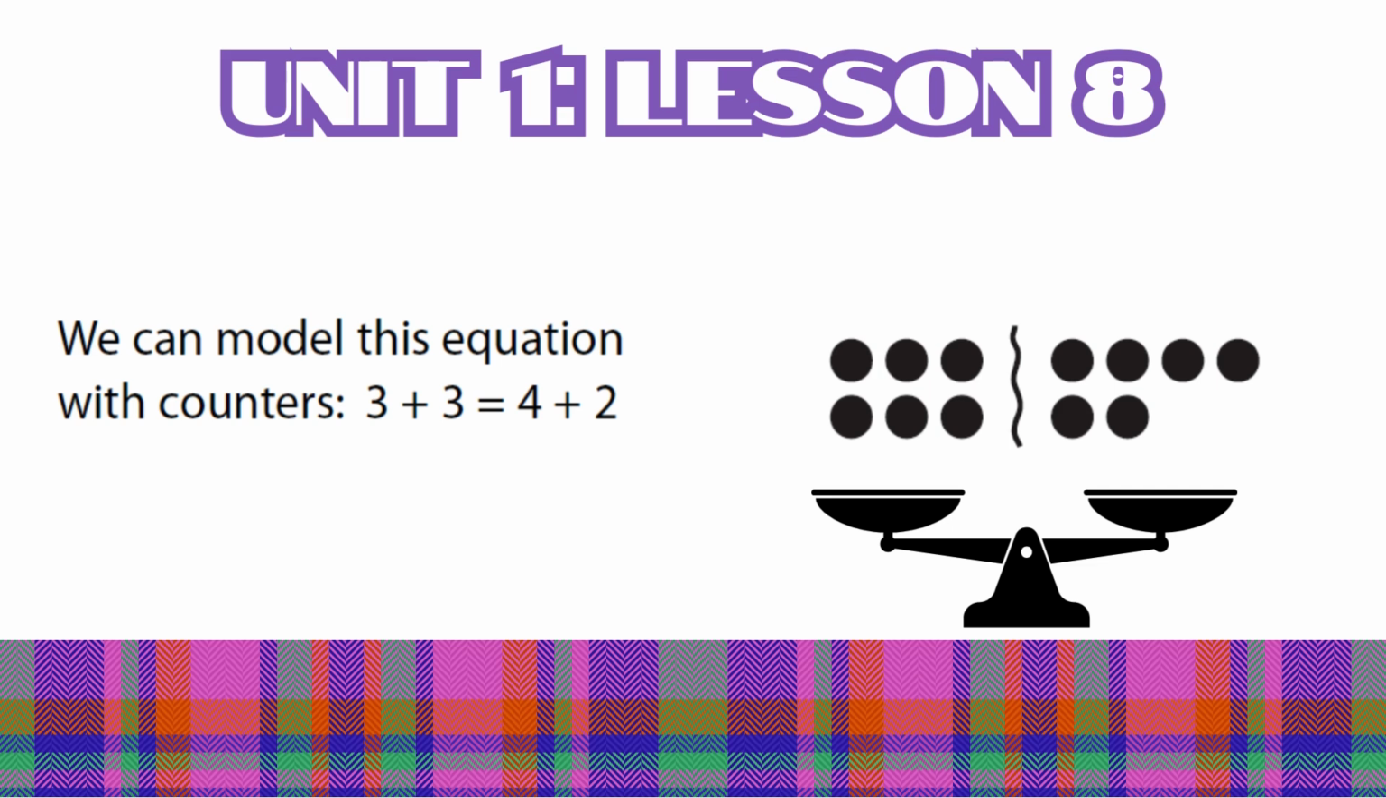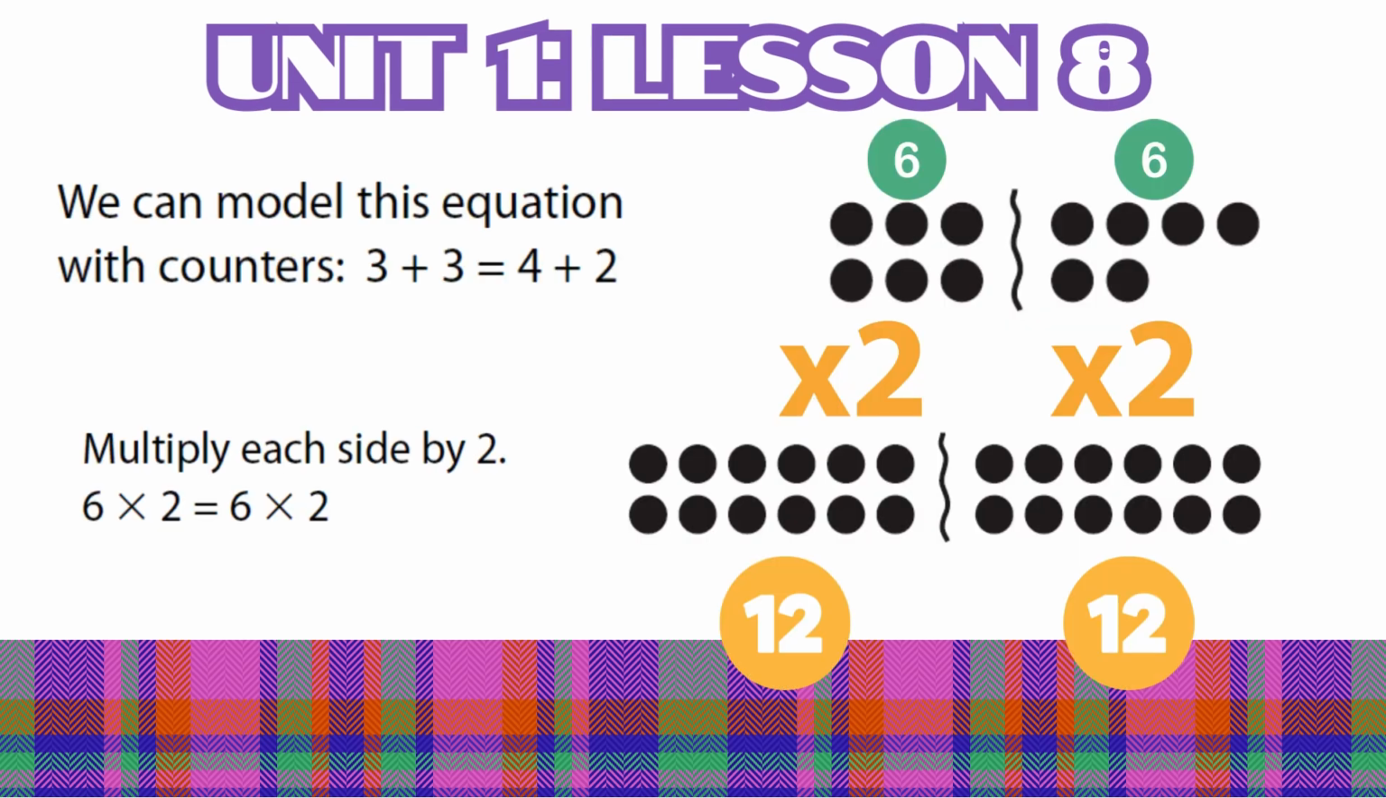Imagine a scale with 6 dots on the left side and 6 dots on the right side. Even though the dots look different, the scale remains perfectly balanced because there are exactly 6 dots on each side. When we have a balanced equation like 3 plus 3 equals 4 plus 2, we can perform the same operation on both sides and maintain that balance. This is called the preservation of equality.